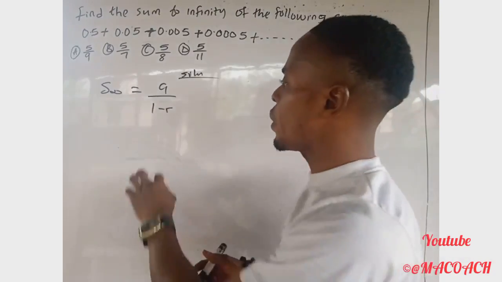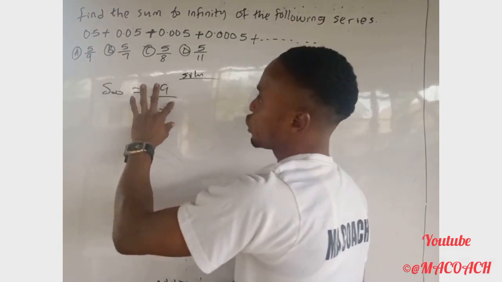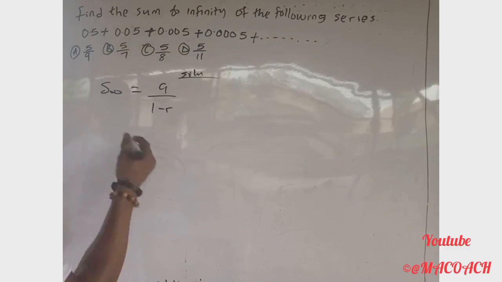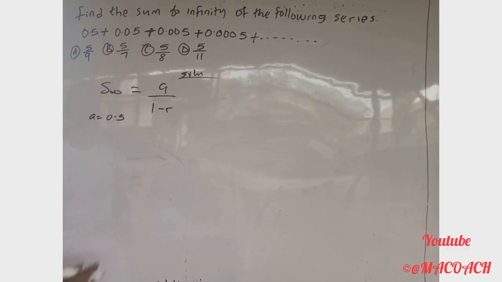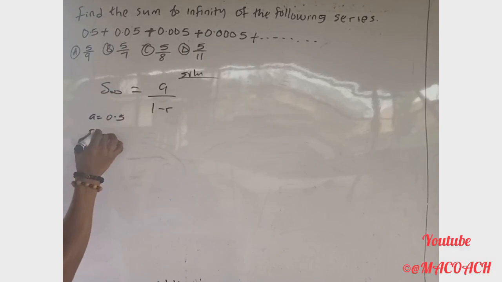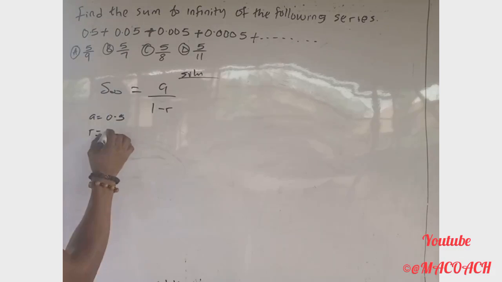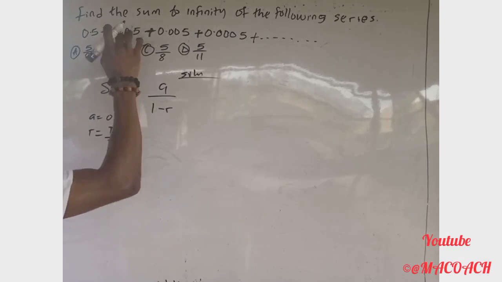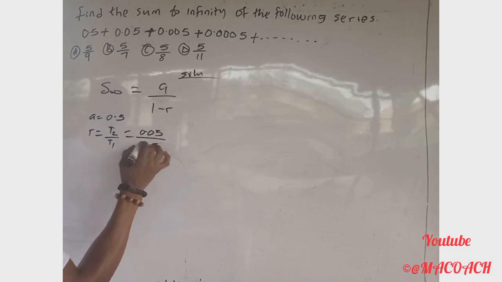Okay, let's put this in. How do we get this common ratio? To get the common ratio, it will be the second term divided by the first term. Here we have our A. Our A is equal to 0.5, which is our first term. So the common ratio is equal to the second term divided by the first term, which gives us 0.05 divided by 0.5.